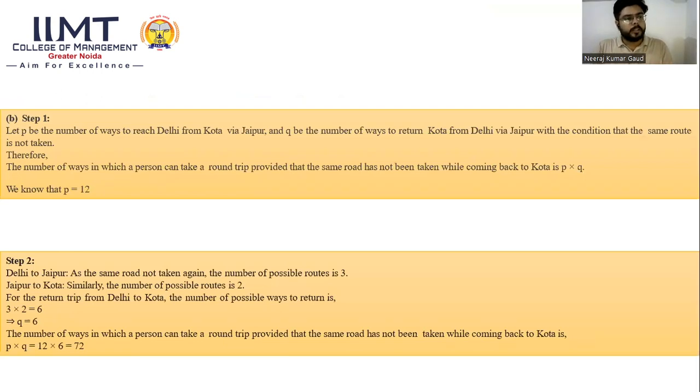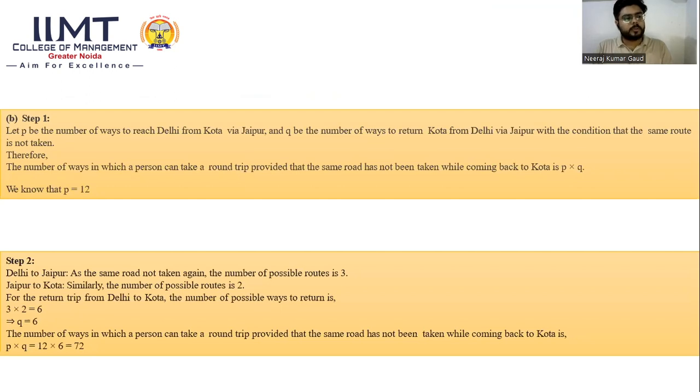Now for part B, let P be the number of ways of reaching Delhi from Kota via Jaipur and Q be the number of ways of returning to Kota from Delhi via Jaipur, with the condition that the same route is not taken. Therefore, the number of ways in which a person can take a round trip, provided that the same road has not been taken while coming back to Kota, is P cross Q. So we know that P is equal to 12.